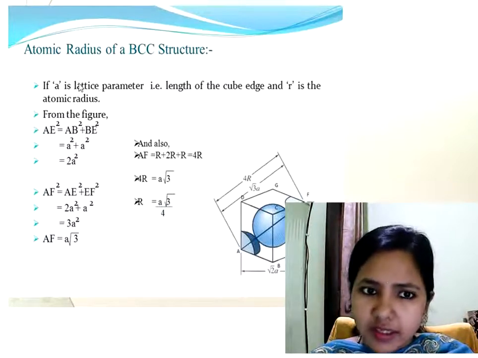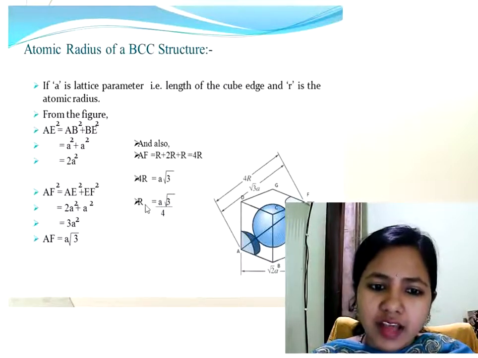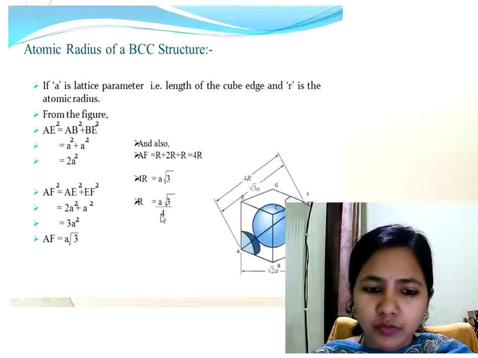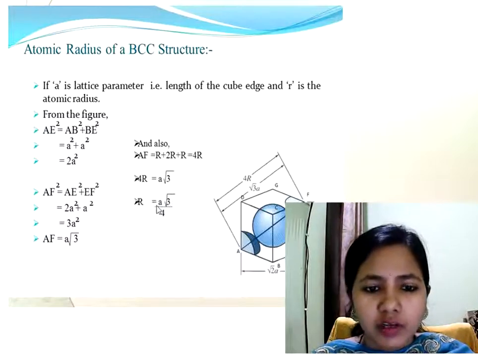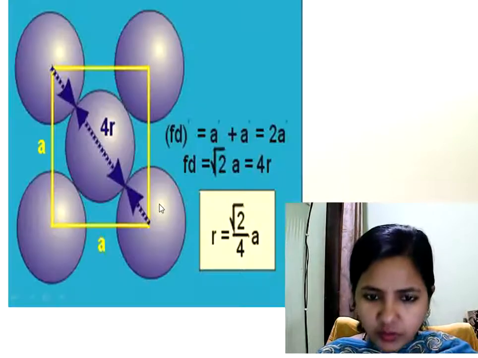Just now we have seen in the simple cubic that A is equal to 2R. In this case R is equal to A root 3 by 4, and from here we can calculate the value of A also. Now see the next one.